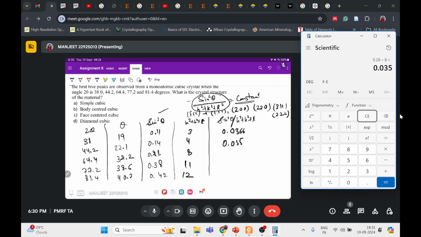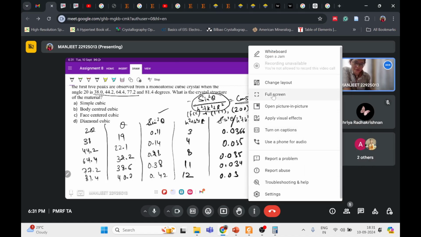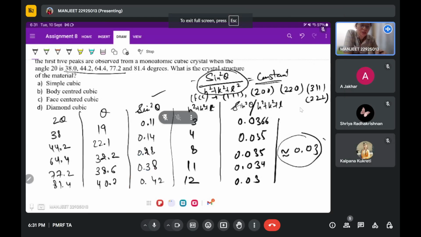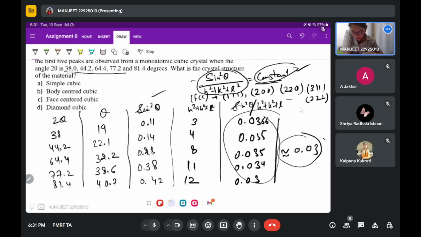So the first five peaks are at the angles 2 theta of 38, 44.2, 64.4, 77.2, and 81.4. These are satisfying this condition: sine square theta divided by h square plus k square plus L square. So this is satisfying, and it is giving you a constant value. So these are the first five peaks corresponding to the FCC one.